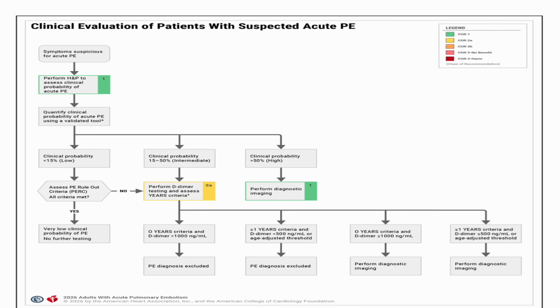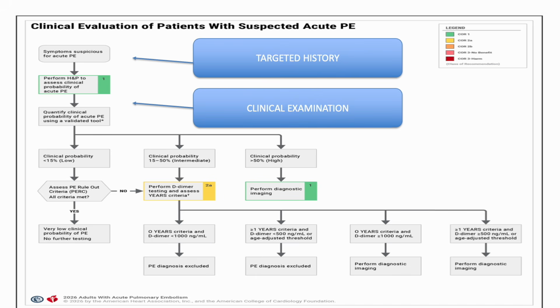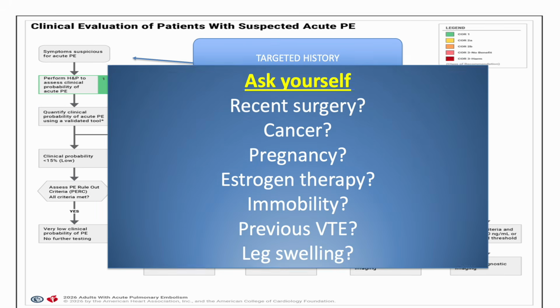So, the guidelines' first recommendation is simple but crucial. Begin with a targeted history, a comprehensive physical examination, and estimate the likelihood of pulmonary embolism.